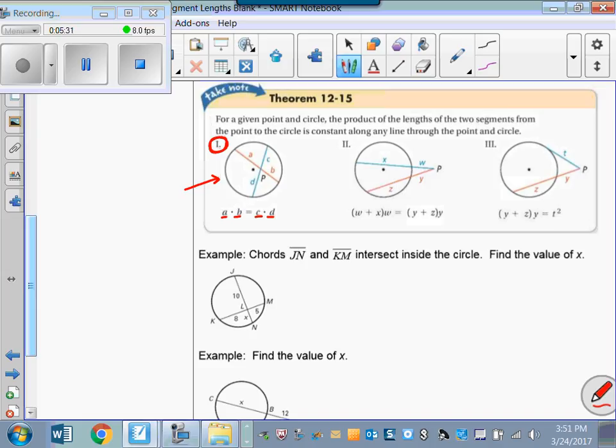Now, if we have this situation here, situation number 2, where the intersection of the two segments is outside the circle, then look at what we have. We have W times (W plus X) equals Y times (Y plus Z). So really what I have here, guys, is this W is the outside part, the part that's outside the circle, and W plus X is the whole segment. And I got the same thing on this other side. The Y is the outside piece, and this stuff in parentheses here is the whole thing.